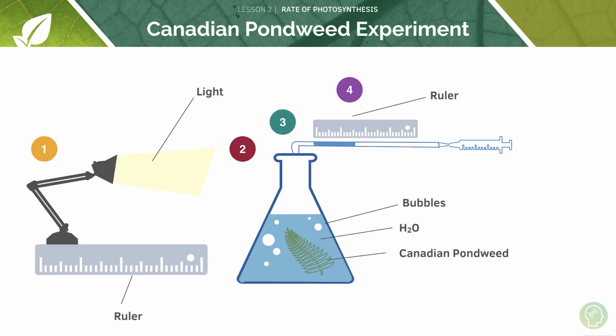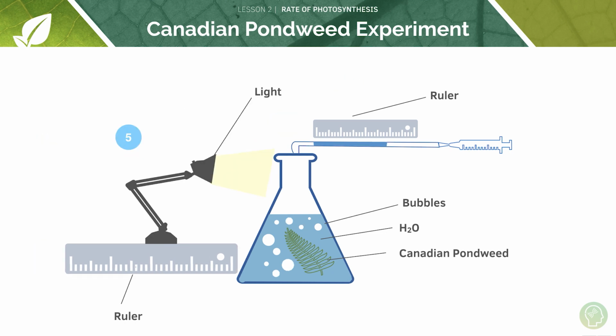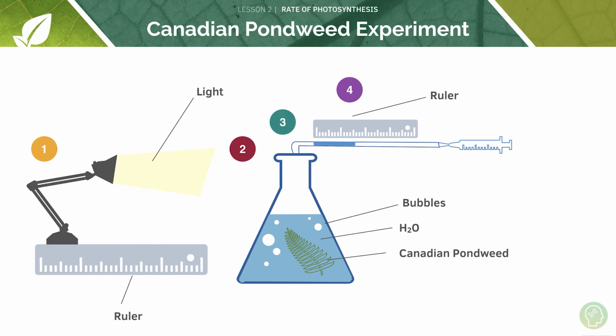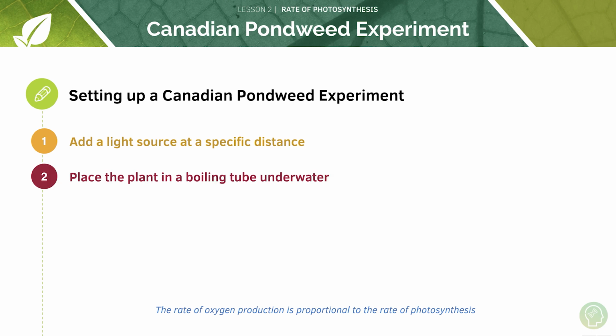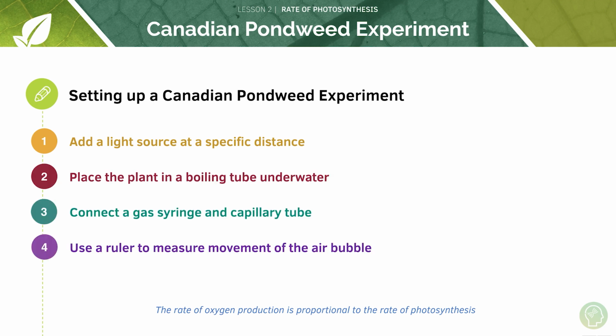And we can vary the light intensity by moving the lamp nearer or further away from the test tube. And notice how we can measure this distance with this ruler here. So that's our Canadian pondweed experiment. So this just summarises it for you.